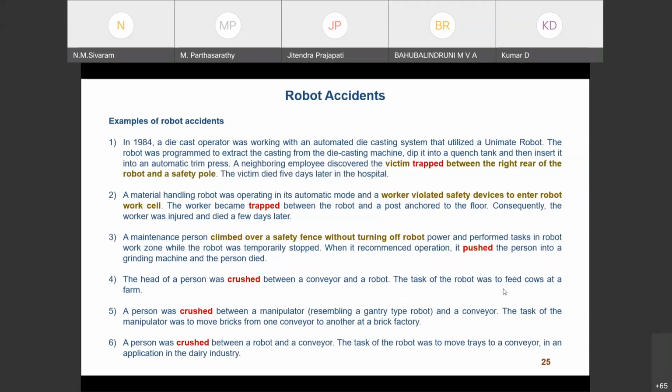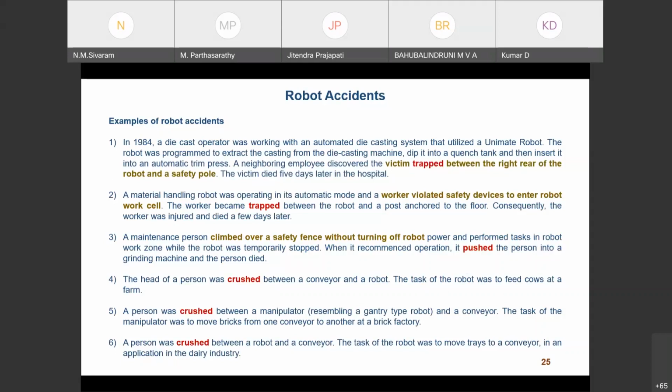Some examples of robot accidents, I'll just quickly go through them. In 1984, that was the first time a robot accident occurred. It involved a die casting operator in a manufacturing industry. An operator was working at a die casting machine, and the robot was there to remove the cast product.